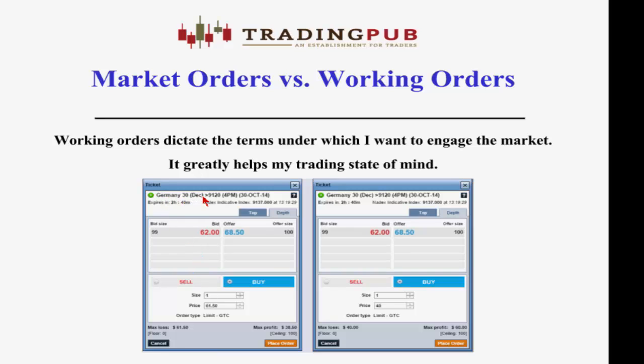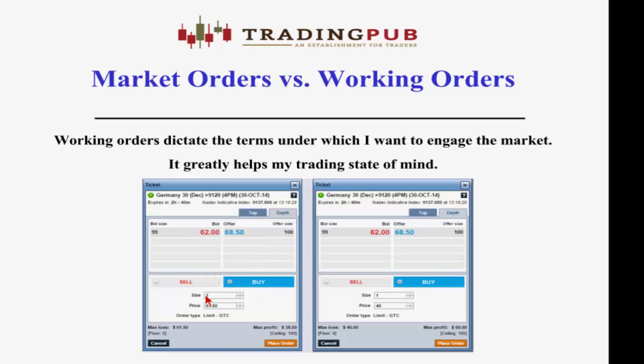You have what the proposition was. In this case, it was the Germany 30 or the DAX, above 91.20 by 4 p.m. There's 2 hours and 40 minutes left in that trade, and the market is currently trading at 91.37. So it's above 91.20. Okay? The bid and the offer, the selling and the buying price are clearly listed.